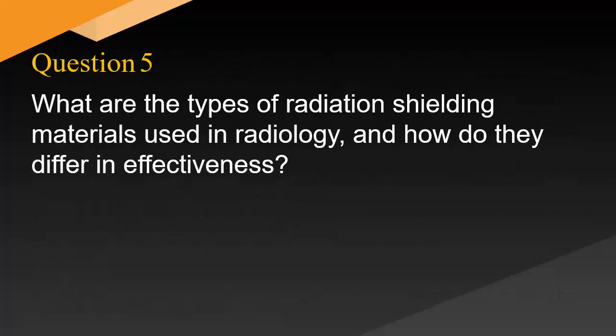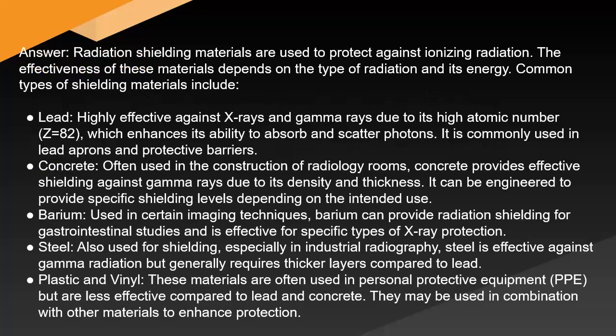What are the types of radiation shielding materials used in radiology, and how do they differ in effectiveness? Answer: radiation shielding materials are used to protect against ionizing radiation. The effectiveness of these materials depends on the type of radiation and its energy. Common types of shielding materials include lead, highly effective against X-rays and gamma rays due to its high atomic number (Z), which enhances its ability to absorb and scatter photons. It is commonly used in lead aprons and protective barriers.